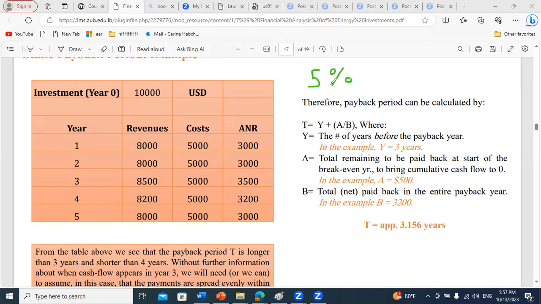So now if we increase the discount rate, we can see how this will affect the net present value.